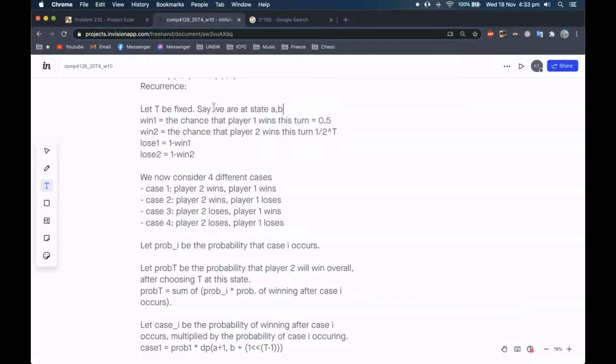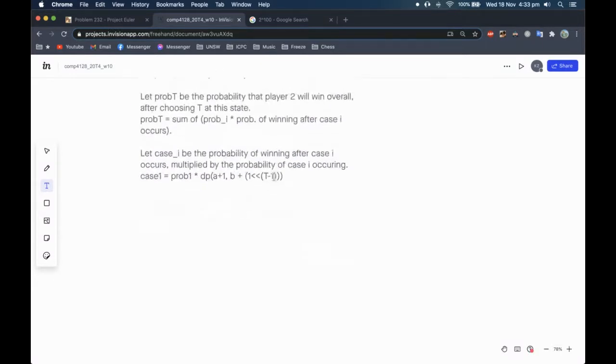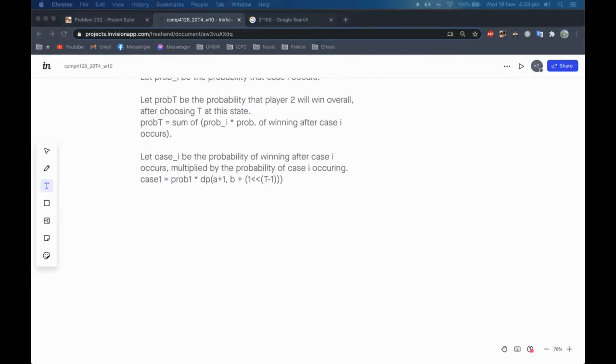I guess up here, I should clarify that we are at state AB and the t is fixed. Okay, so this is case 1. And what I'm going to do is copy paste over all the other cases from my notes as well, because I can't be bothered to write them out.